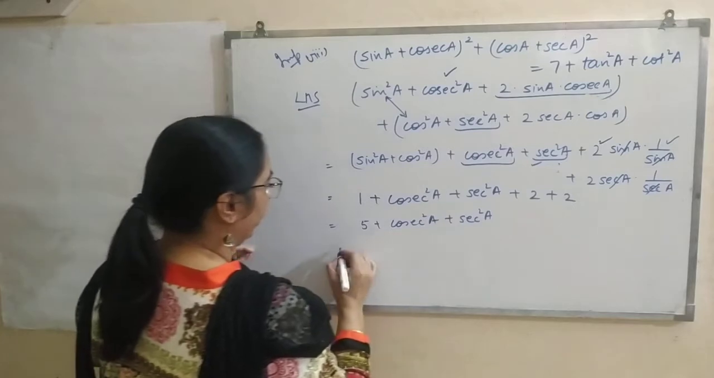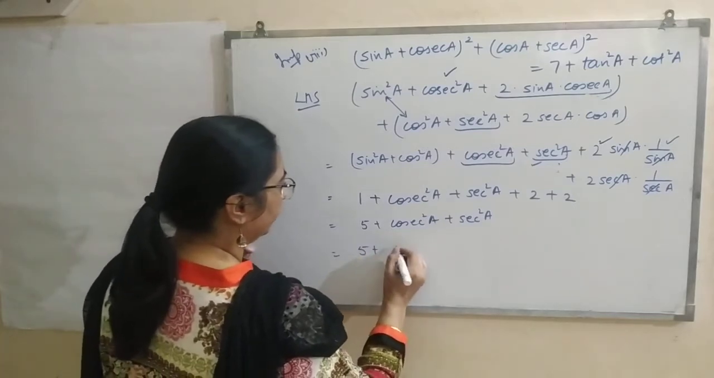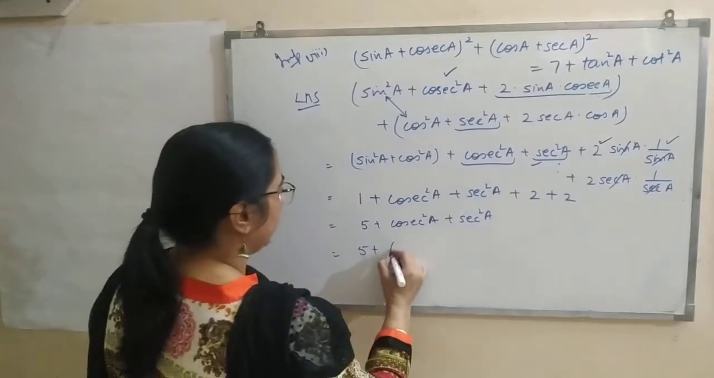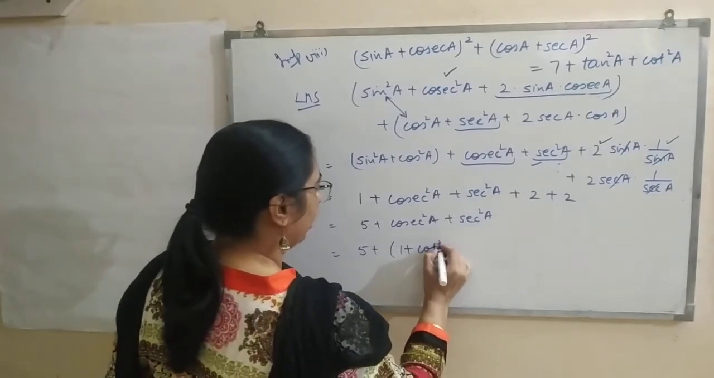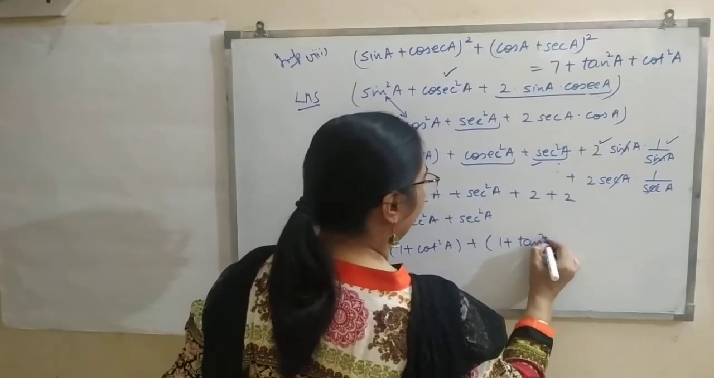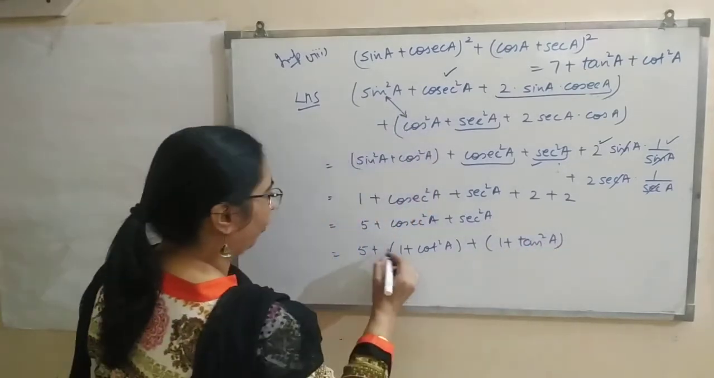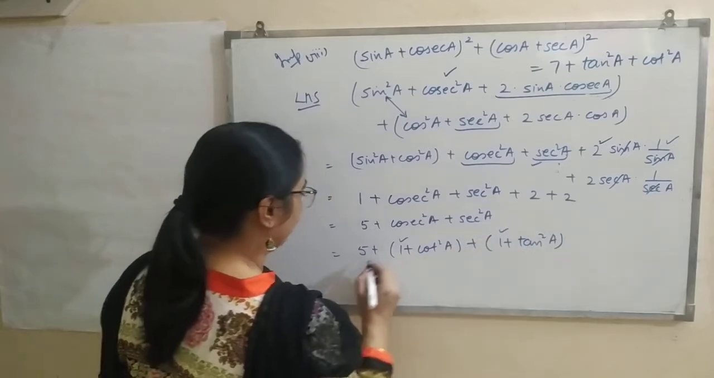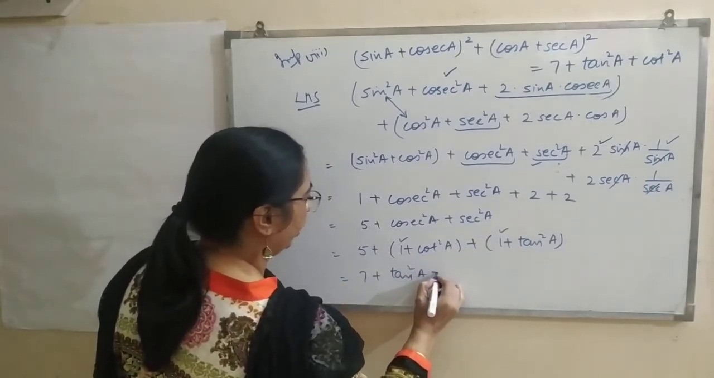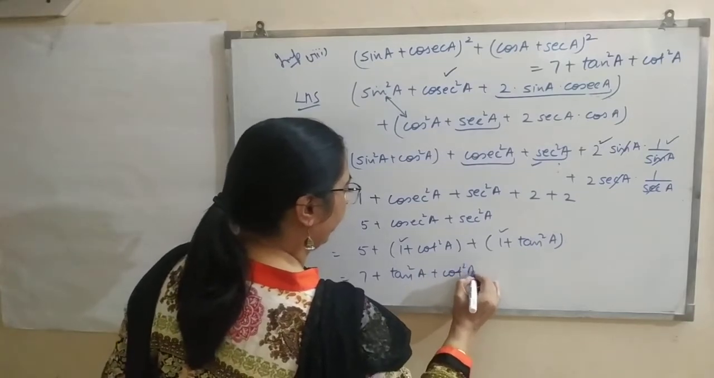And we know the identities: cosecant square a you can write directly as 1 plus cotangent square a, and for secant it is 1 plus tangent square a. Directly the identities are applied. 5 plus 1 plus 1 is 7, plus tangent square a plus cotangent square a, which is our right hand side.